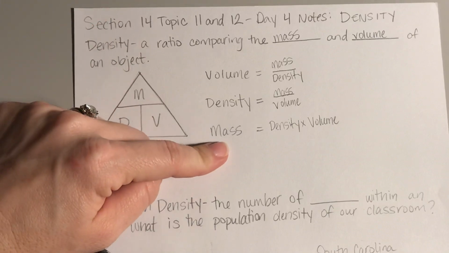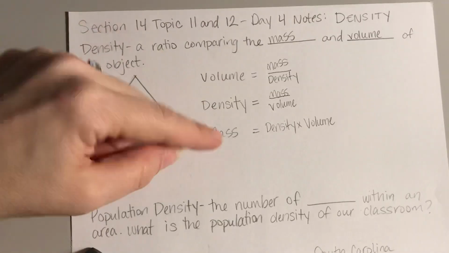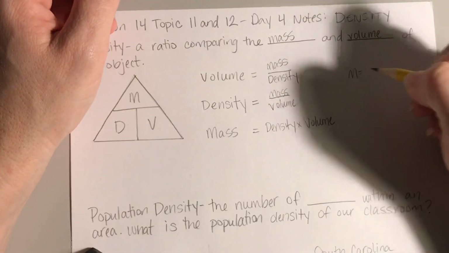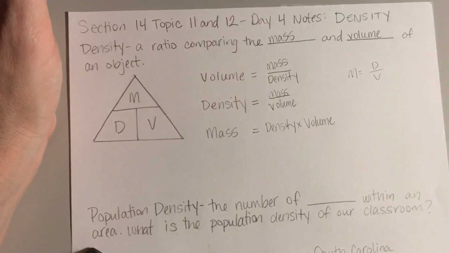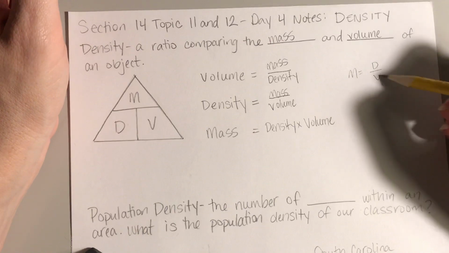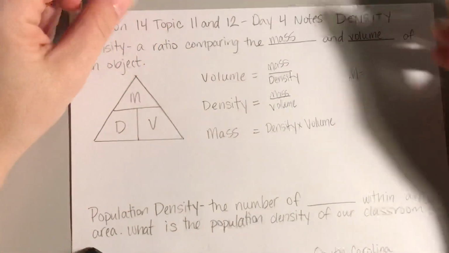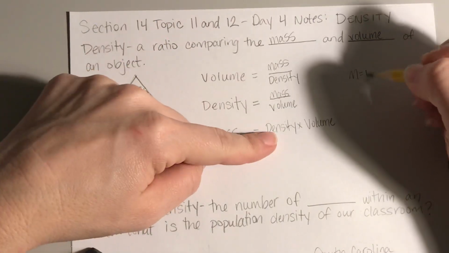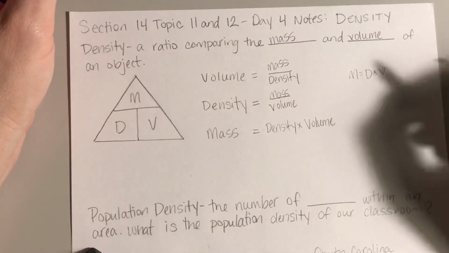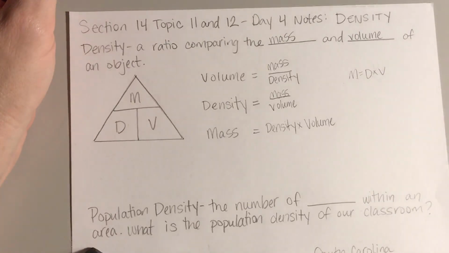So let's say you memorize mass is density times volume. So I'm going to write over here, mass is equal to density times the volume. Well, let's say you wanted to solve for density instead of mass. Mass is equal to density times the volume. If we wanted to solve for just density, how could we move this other variable to the other side? Well, it's being multiplied, so we would do the inverse of that.